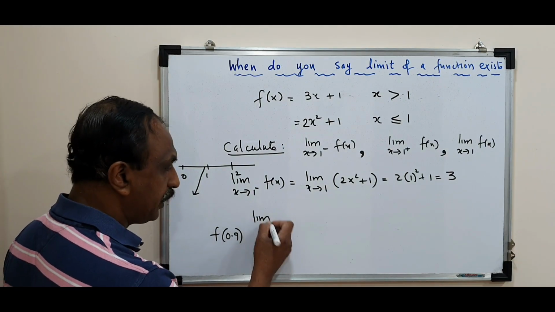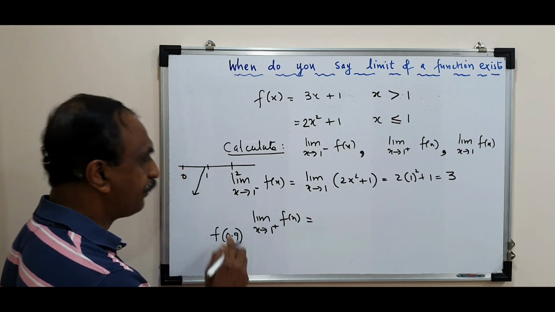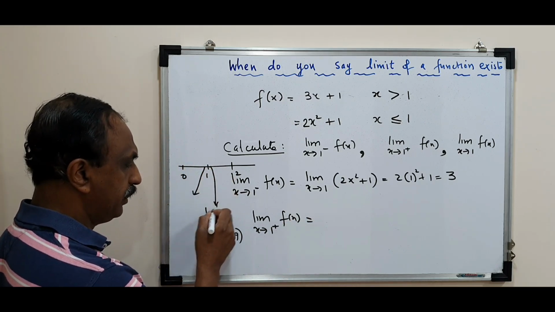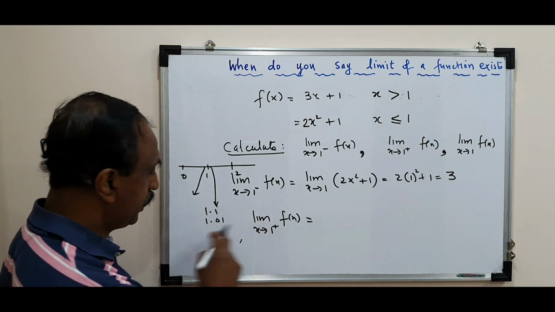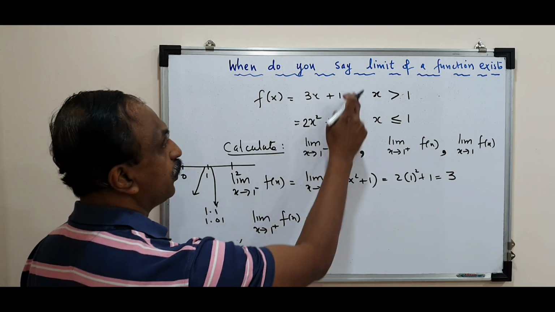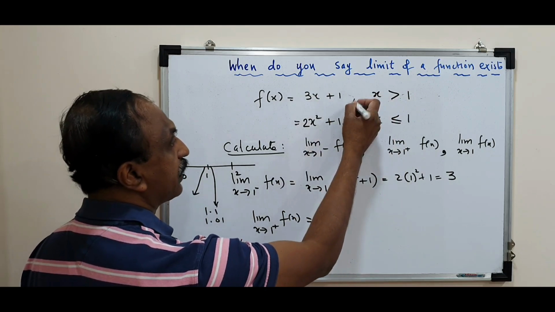When limit x tending to 1 plus f of x, that means the value of x is now 1.1, 1.01, etc. These are the values x will be taking. So the x value is more than 1. So we need to take the second formula. The x value is more than 1. We must take this second formula.